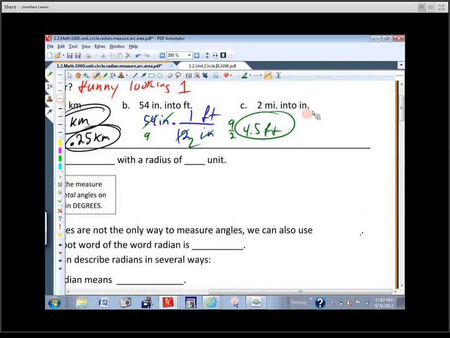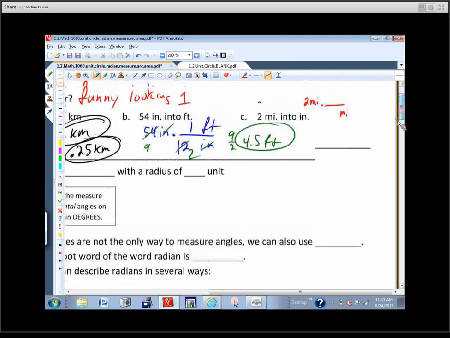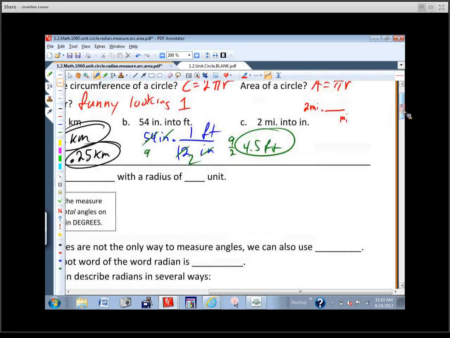Okay, let's take a look at the next one. I'm going to blow this up just a tad so we've got room here. I want to convert 2 miles into inches. 2 miles into inches. So I've got 2 miles. I want to change that into inches. So I need a conversion factor. I don't want the miles around anymore, so I'm going to put that on the bottom. Okay. Now, changing from miles directly into inches would be a pain in the butt.